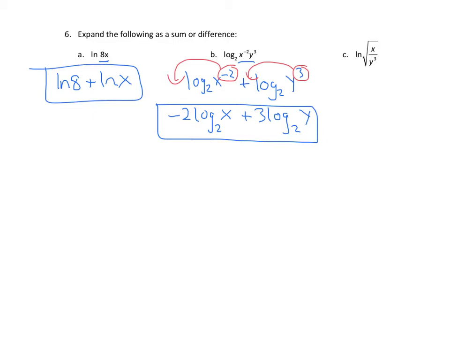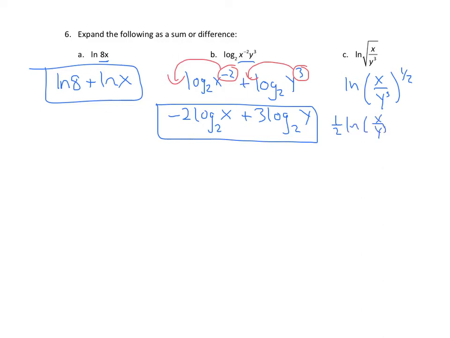And the next one, there's kind of 2 ways to do this one. First of all, I want to write my radical as an exponent, and that is a 1/2 power. So this is ln of x over y to the third to the 1/2. And I can raise both x and y to the third to the 1/2 power and then split it apart, or I could move that 1/2 power to the front. I'll show both ways.